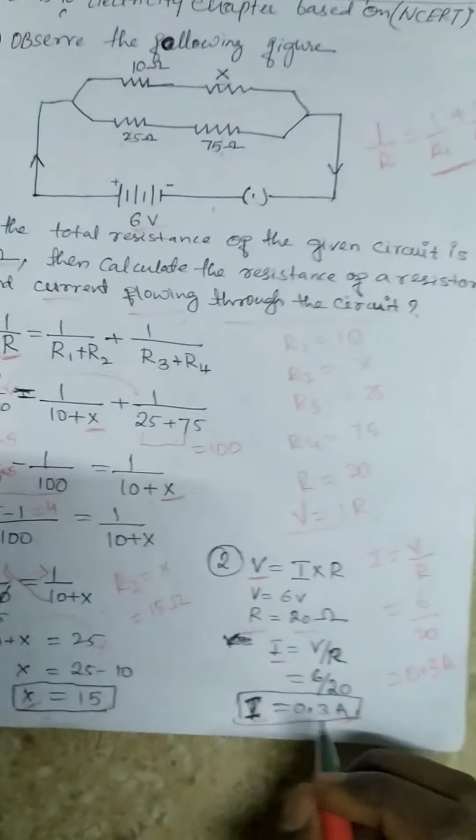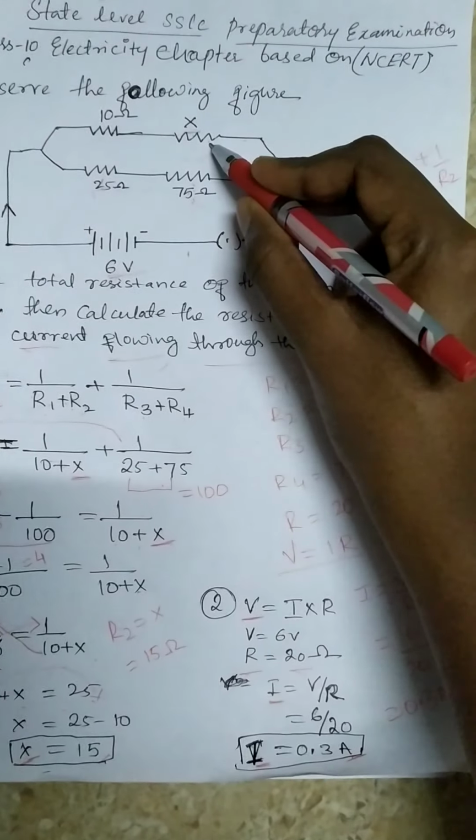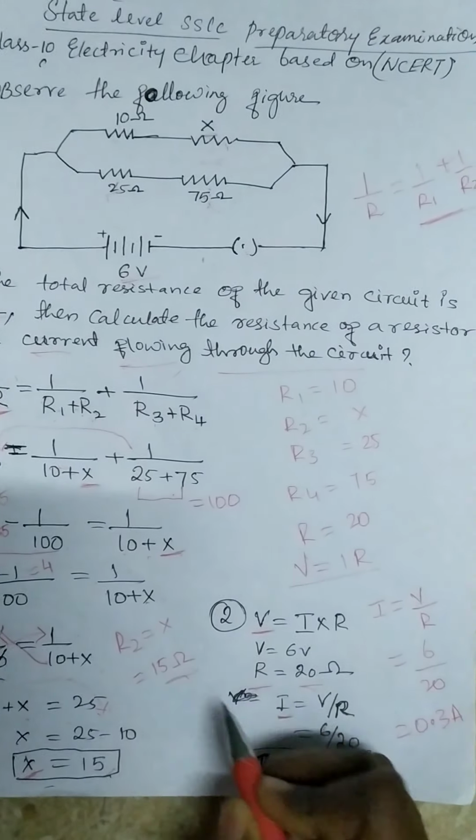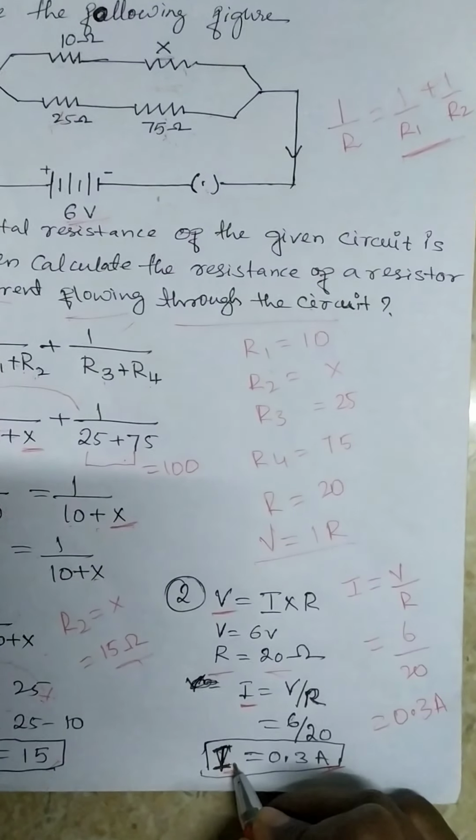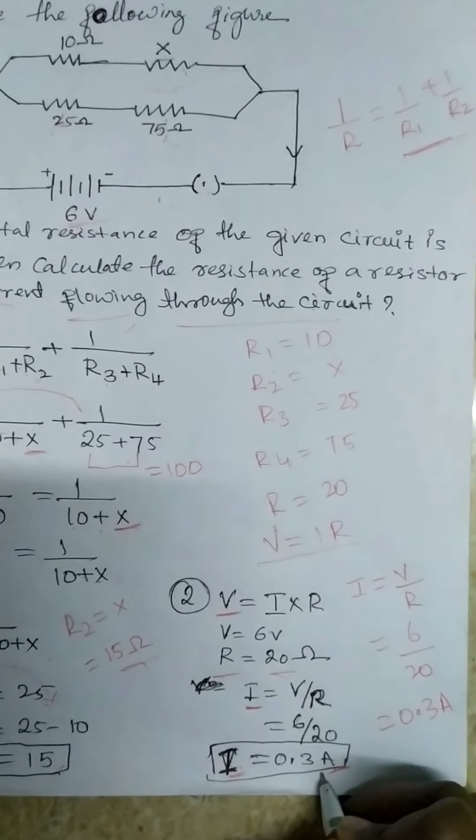So we found the X value, that is your R2 value, as 15 ohms, and the current value, that is your I, as 0.3 amperes.